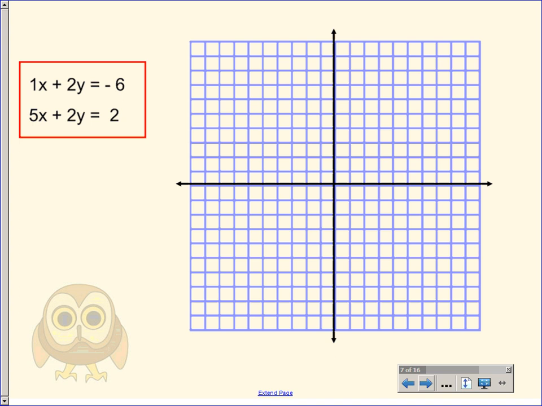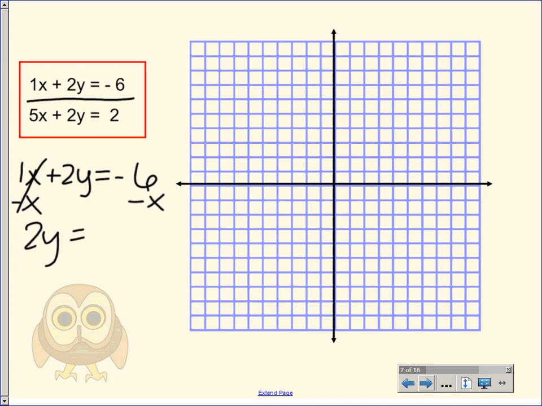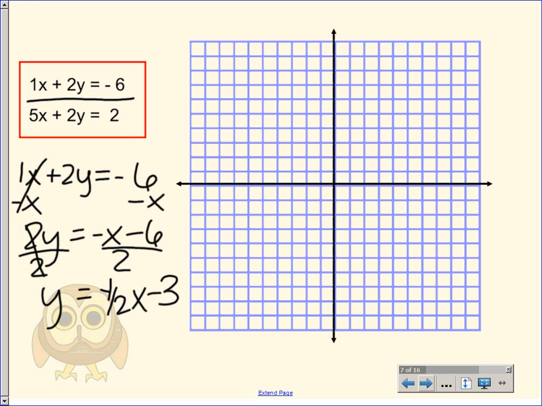We'll take a look at this example. For this example, my equations were not given to me in slope-intercept form. That's not really a problem. It just means I have a little bit of work to do before I can graph them. So I'm going to start by solving this top one for y. I have 1x plus 2y equals negative 6. I'm going to subtract x from both sides. Get 2y equals negative x minus 6. Divide by 2, and I get y equals negative 1/2 x minus 3.